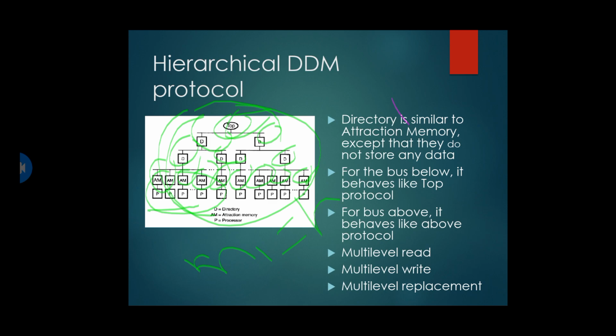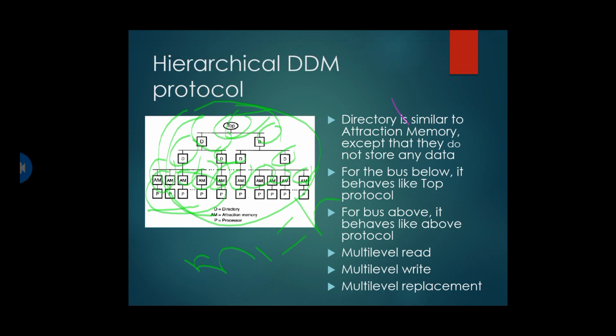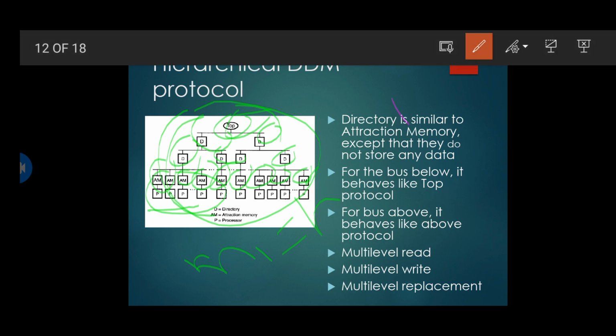In the hierarchical protocol, the directory is similar to the attraction memory except that it does not store any data. Directory, here you can see D. For the bus below, it behaves like a top protocol. For the bus above, it behaves like a below protocol. Multi-level read, multi-level write and multi-level replacement.